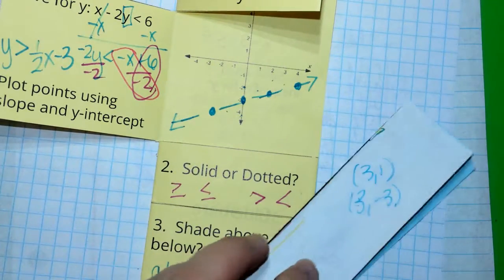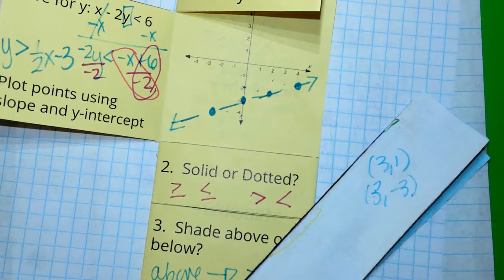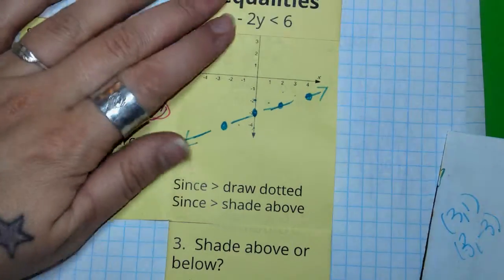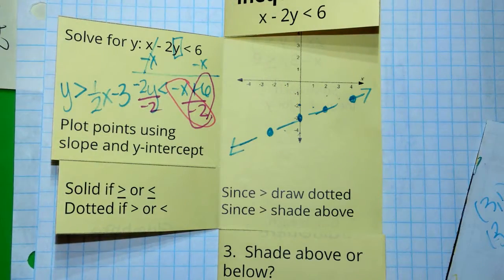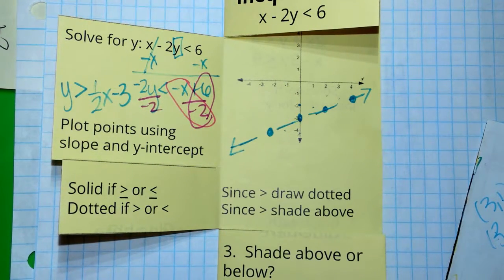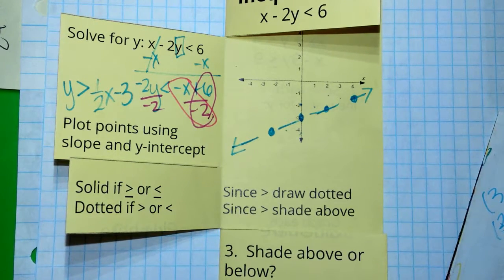Alright, what else do we have to do besides just connect with dotted lines? We have to shade. Now, are we going to shade above or below? Above, because it's greater than. So shade above. I'm going to get my colored pencils so I don't waste my markers.